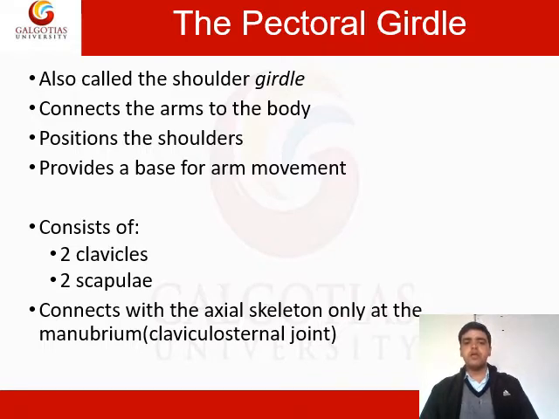Basically, the only position where the appendicular skeleton gets attached to the axial skeleton is at the sternum. The upper portion of the sternum is known as the manubrium, where the clavicle gets attached. So this is the only attachment area by which the pectoral girdle and pelvic girdle are attached.